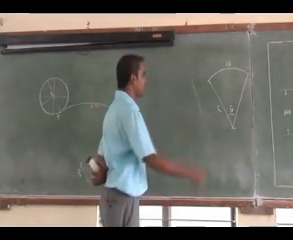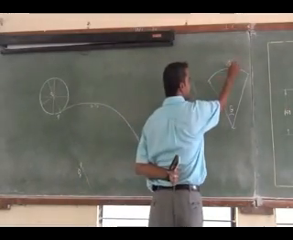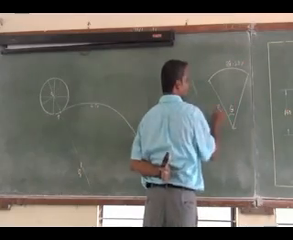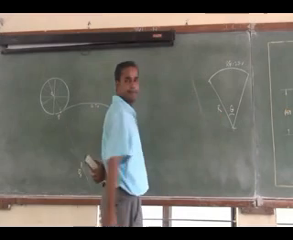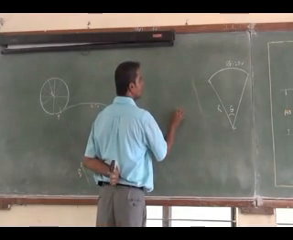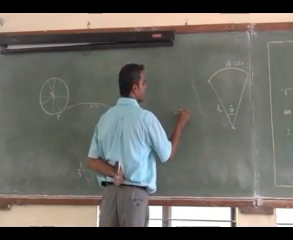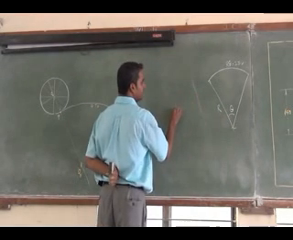Now I know this is nothing but 2 pi r. This r I know. So how can I get the theta? R theta.